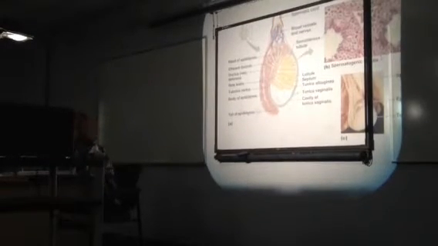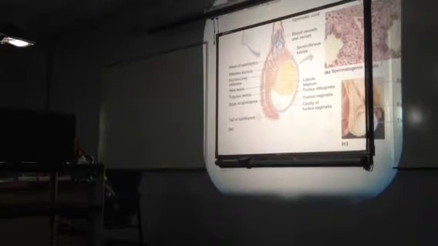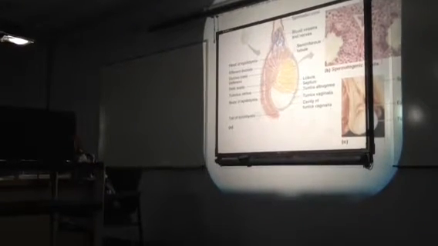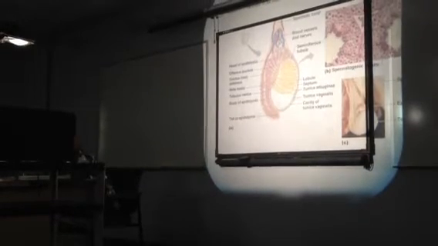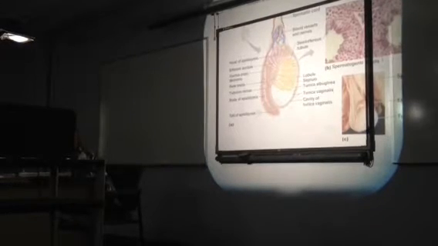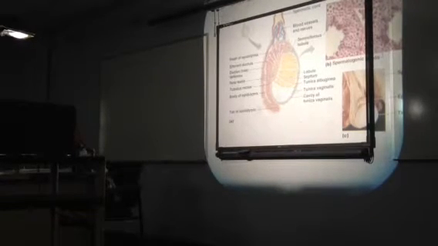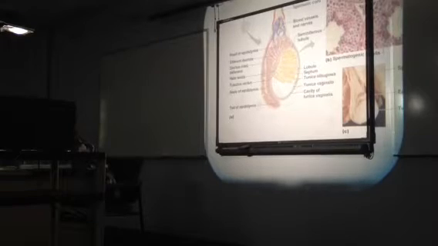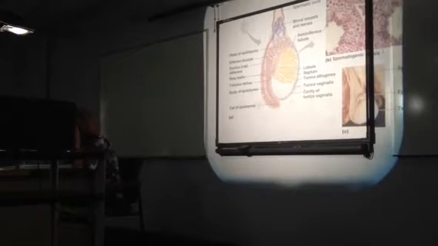First of all, we start off with the tunica albuginea. The tunica albuginea is a capsule made up of dense connective tissue. It surrounds the testes and it protects all the inner structures.